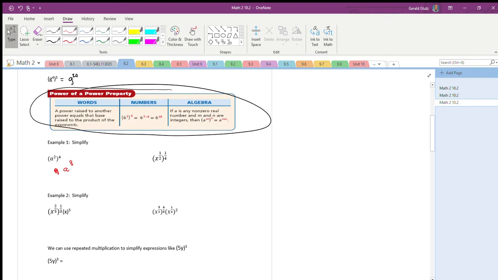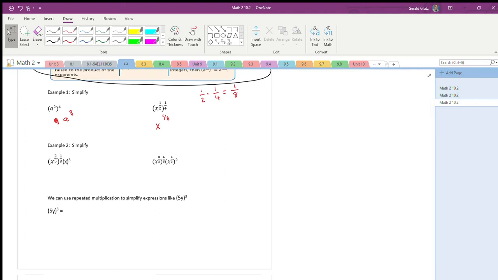x to the 1/2, all to the 1/4. Again, I have an exponent inside, exponent outside, so I'm multiplying the two exponents. Fractions are kind of scary for a lot of us. Multiplying fractions is really easy, because all you have to do is multiply across. 1 times 1 is 1, 2 times 4 is 8. So I'll have 1 on the top, 8 on the bottom, and the answer would be x to the 1/8.